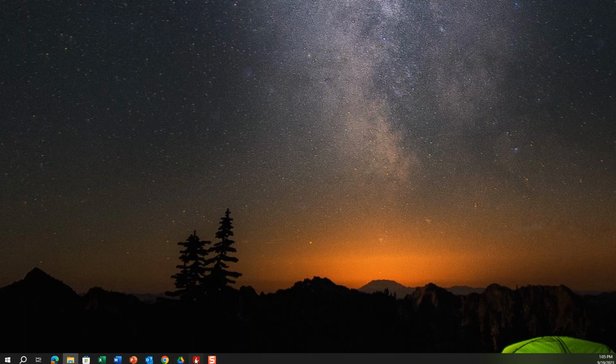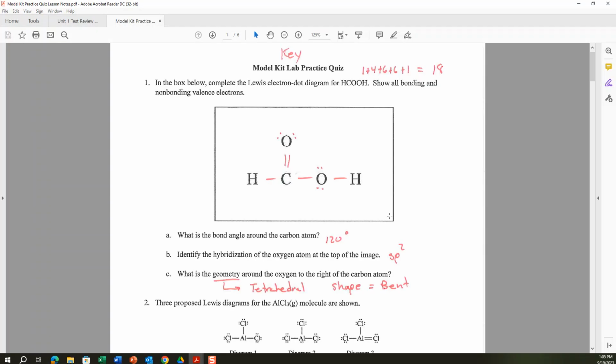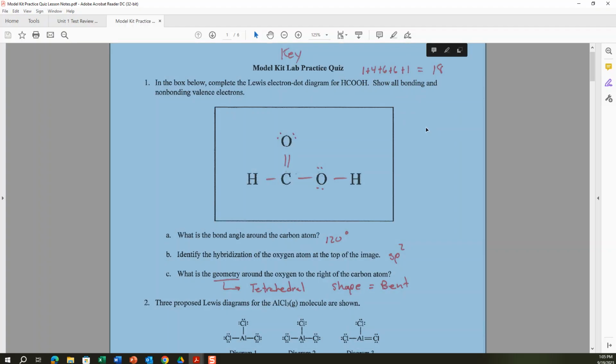Okay, so let's go through this. Again, the key's posted, but if you needed more of an explanation. If we look at this, we're drawing the dot structure for HCOOH. The first thing I did was count how many electrons I need to be represented in my structure. Each hydrogen is one, carbon is four, and each oxygen has six valence electrons. So I need a total of 18 valence electrons in my structure.